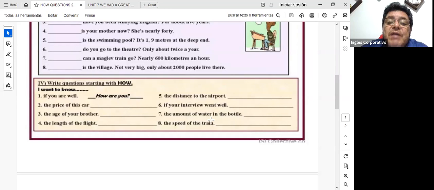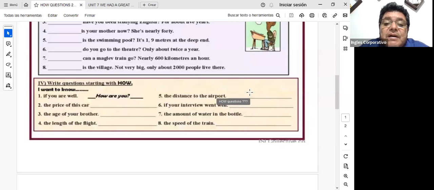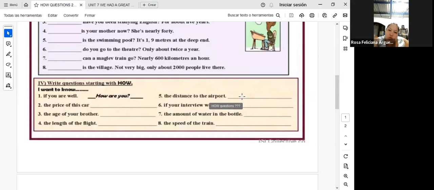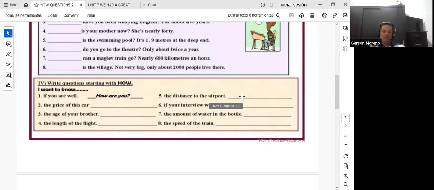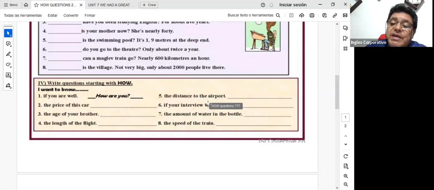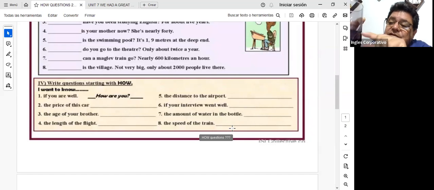Okay, number seven, the amount of water in the bottle. How much? Okay, make the question completely. How much water is in the bottle? Remember, there is, not in plural. So, how much water is there in the bottle? Or, for example, how much water is there in the glass? There is a little water.